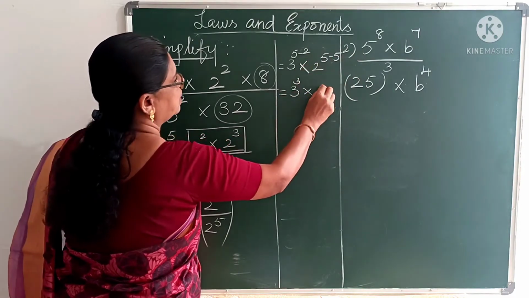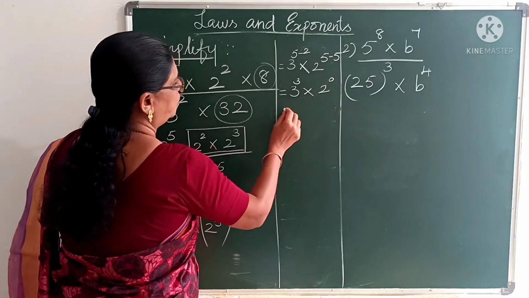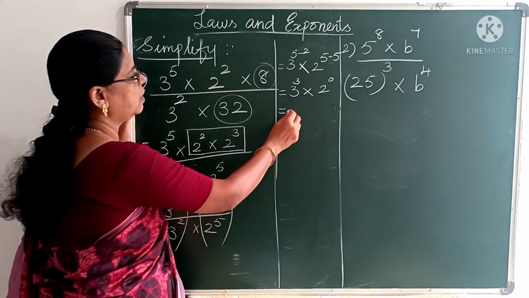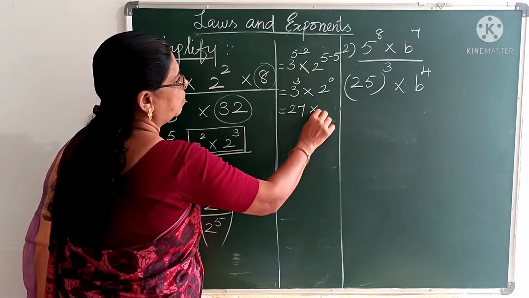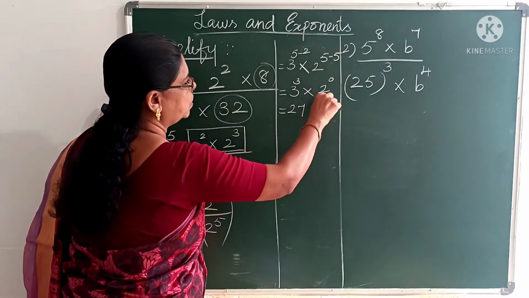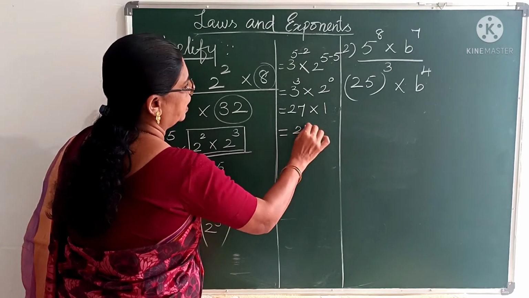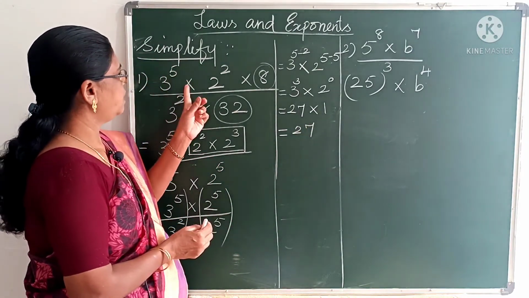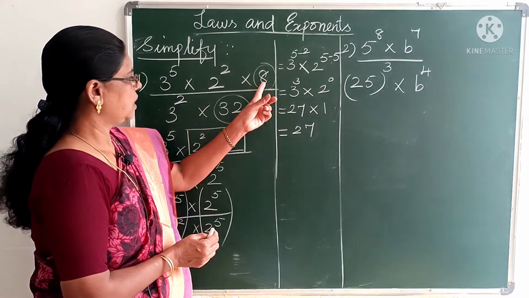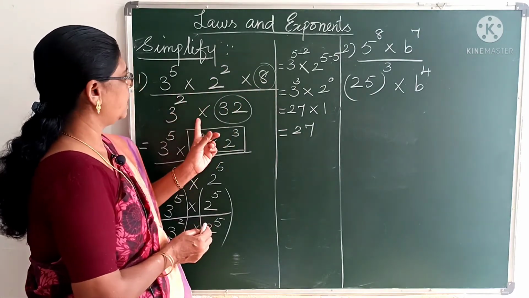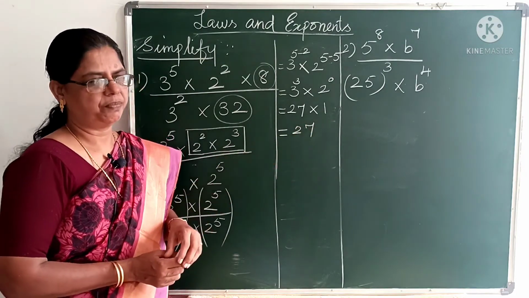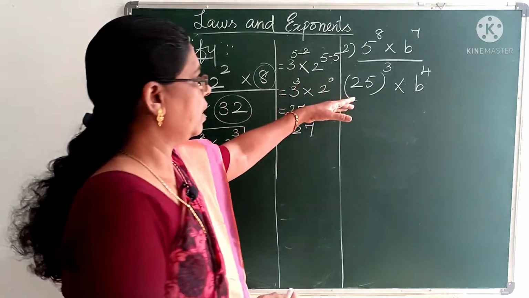5 minus 5 is equal to 0. So 3 cube. 3 3s are 9. 9 3s are 27. What is the value of 2 power 0? 1. So the final answer is 27. 3 power 5 into 2 square into 8 upon 3 square into 32 is equal to 27. Let us learn the next one.